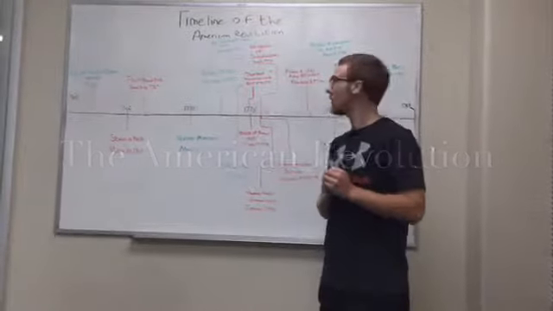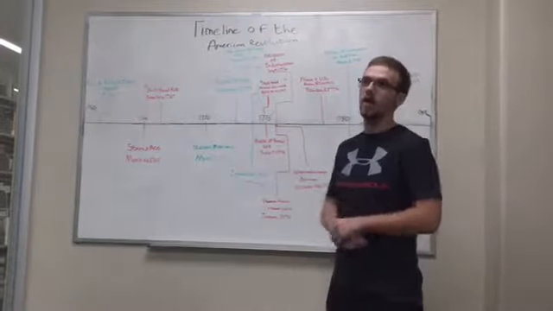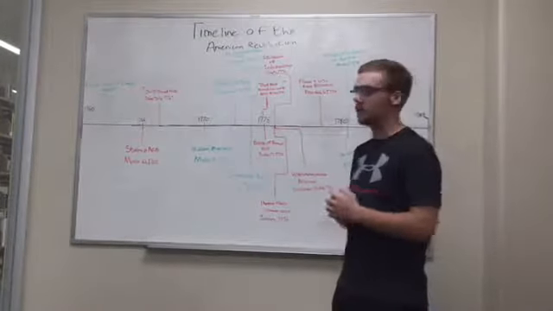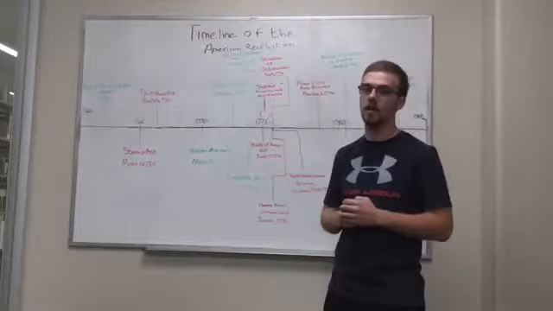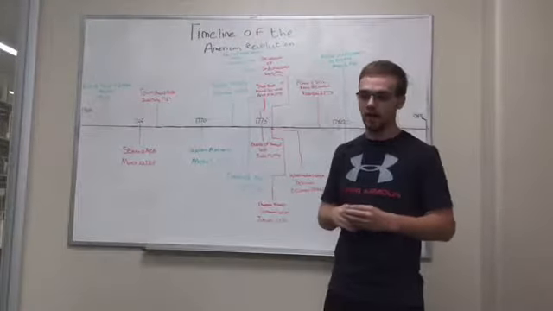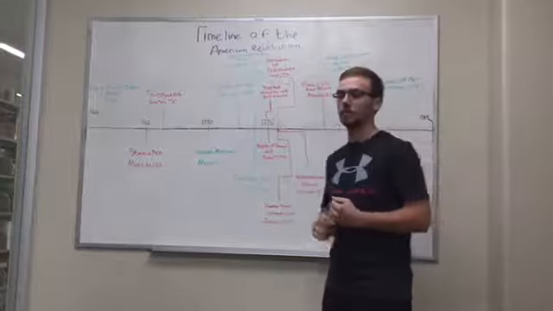What we'll be going over is the American Revolution, and I will be going over the major events happening in this time period and how it affected the colonials at the time and British Parliament.